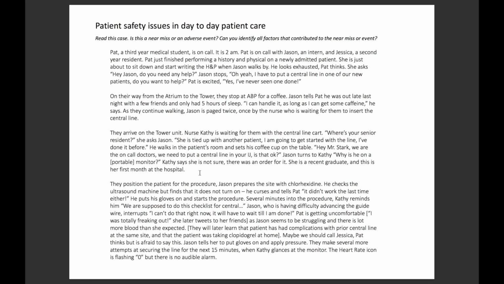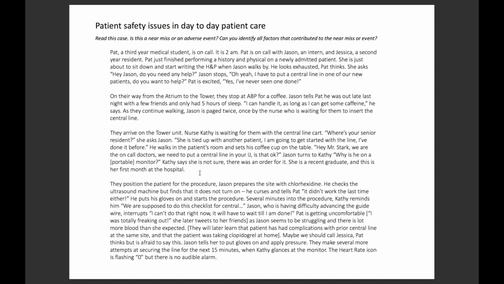Several minutes into the procedure, Kathy reminds him, "We're supposed to do this checklist for central." Jason, who's having difficulty advancing the guide wire, interrupts. "I can't do that right now. It'll have to wait till I'm done." Pat is getting uncomfortable. "I was totally freaking out," she later tweets to her friends, as Jason seems to be struggling and there's a lot more blood than she expected. They will later learn the patient has had complications with prior central lines at the same site, and that the patient was taking clopidogrel at home.